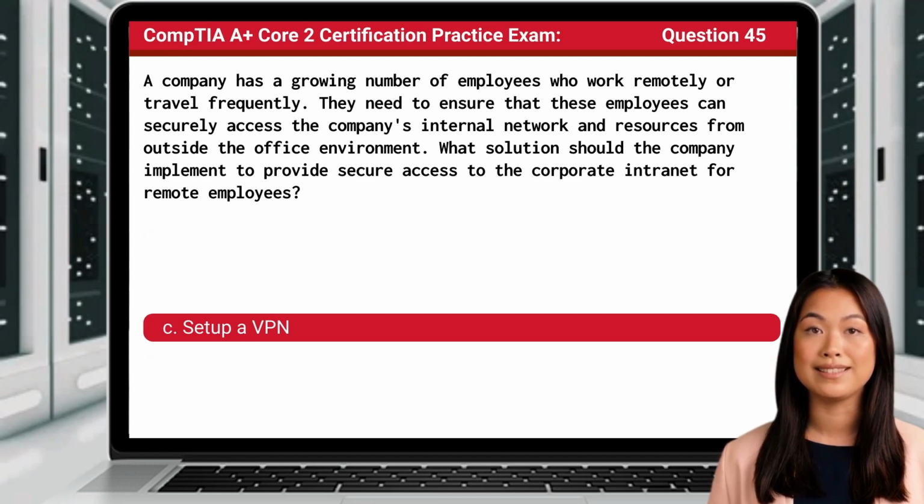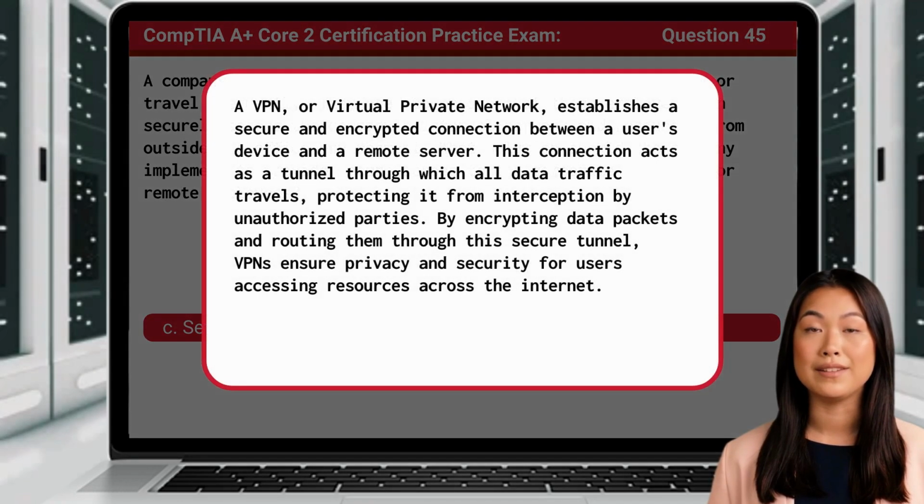The answer is C. Set up a VPN. A VPN, or virtual private network, establishes a secure and encrypted connection between a user's device and a remote server. This connection acts as a tunnel through which all data traffic travels, protecting it from interception by unauthorized parties. By encrypting data packets and routing them through this secure tunnel, VPNs ensure privacy and security for users accessing resources across the internet.